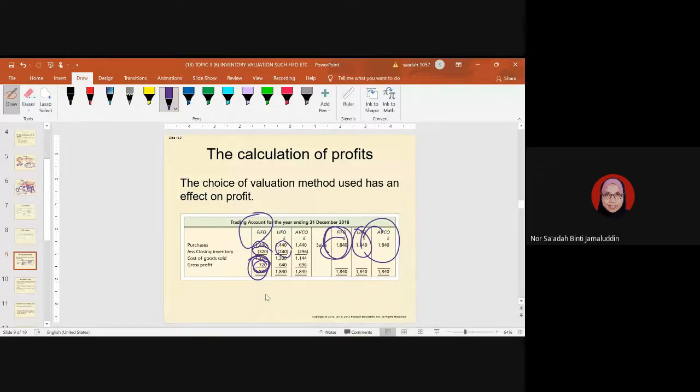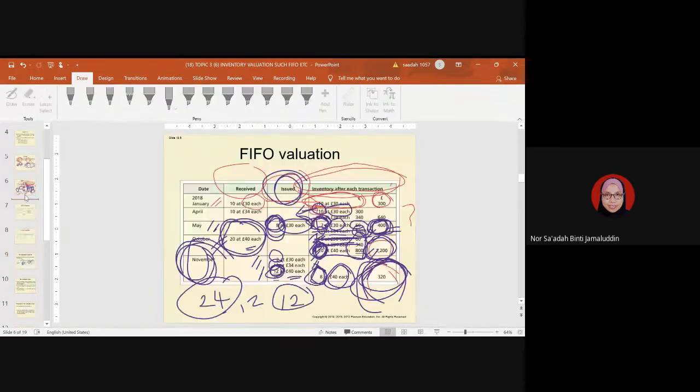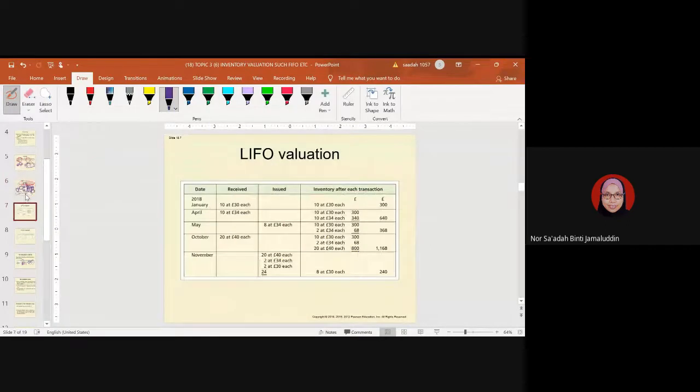Ada soalan? Ini adalah function dia. So, kita pergi pula kepada LIFO. Just show you the method on the LIFO. Okay. This is a LIFO valuation.